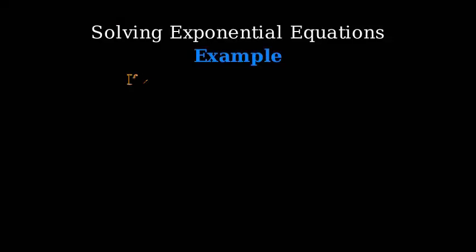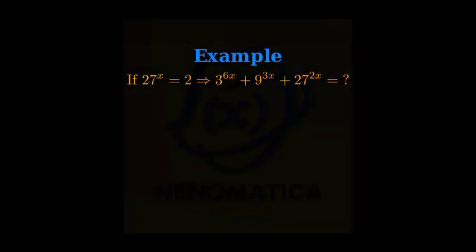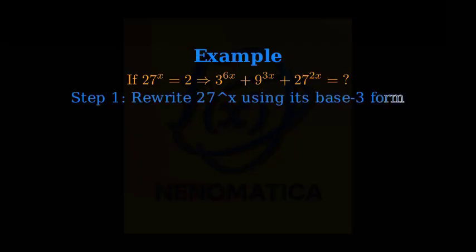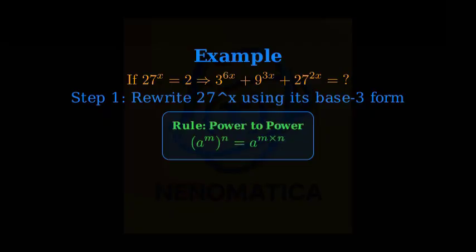Let's start with our example. We are asked to solve the equation where 27 to the power of x equals 2, and then find the value of the expression 3 to the power of 6x plus 9 to the power of 3x plus 27 to the power of 2x. First, we need to solve for x from the given equation, 27 to the x power equals 2.